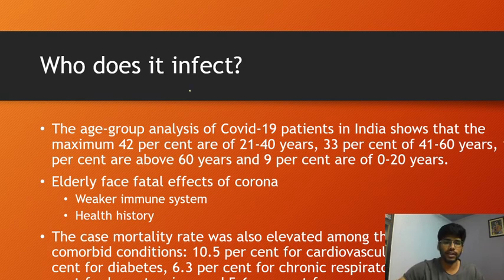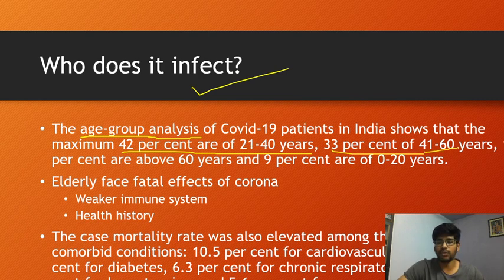So who does it infect? We already discussed it, and again we are going to see. As per the present statistics on age group, the demography of COVID-19 in India shows that maximum 42% of infected are of ages 21 to 40, 33% are of 41 to 60, 17% are above 60, and 9% are 0 to 20 years, right?